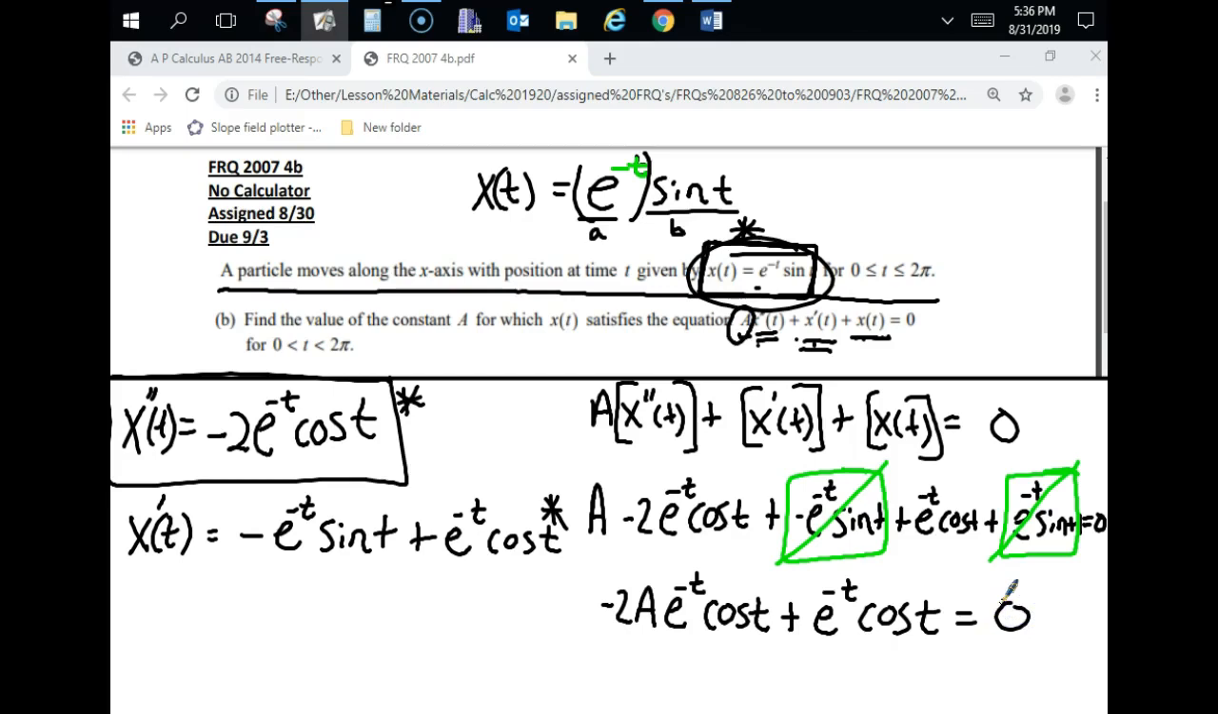Okay, now, here's the next step. I want you guys to pause the video and factor out what this term and this term have in common. Okay? Go ahead and pause the video and give that a try. Factor out what they have in common.